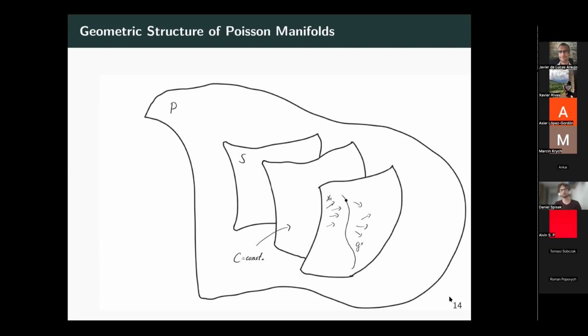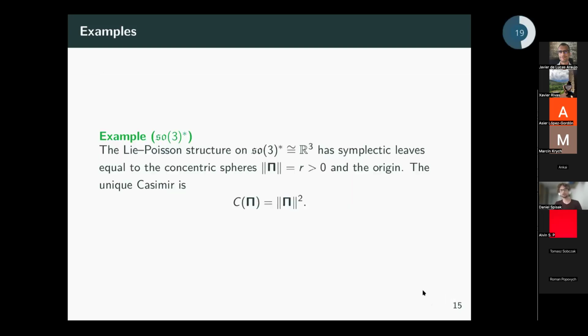For instance, consider a Poisson manifold that is the dual to the Lie algebra so(3). It has symplectic leaves equal to concentric spheres of radius p. In physical interpretation, this is the angular momentum at the origin, and the Casimir is just this radius squared.